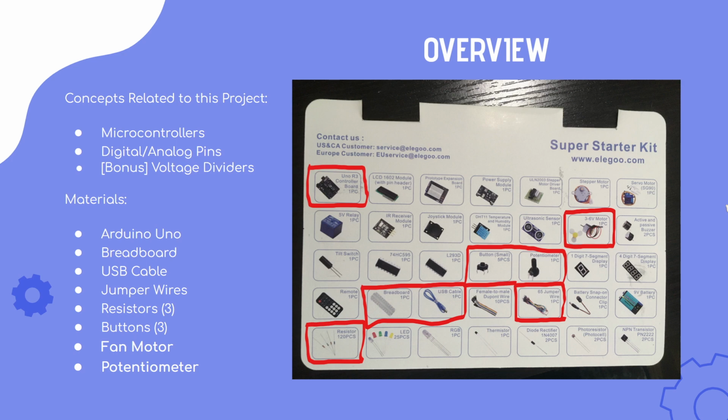Then grab out the potentiometer. The potentiometer is part of the bonus, just an FYI. The fan motor is actually really small. There will be an image later. It's not the stepper motor. It's a smaller one. There are two motors, a big one and a small one. Grab the small one. It should come in a little baggie.